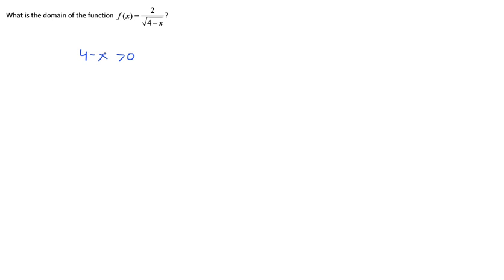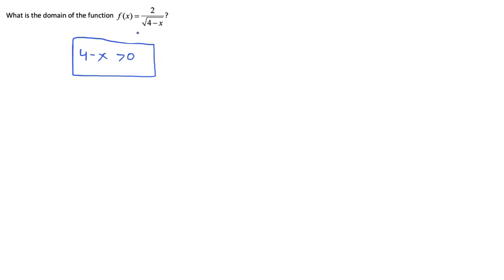Now ask yourself that question. Why do we want 4 minus x to be strictly greater than 0? Because 4 minus x is the quantity inside the radical, so we want that to be positive. But remember, we don't want this to equal 0 either, so we're not going to put greater than or equal to here. This is actually going to solve the domain for us. These are all the values of x that are going to work.